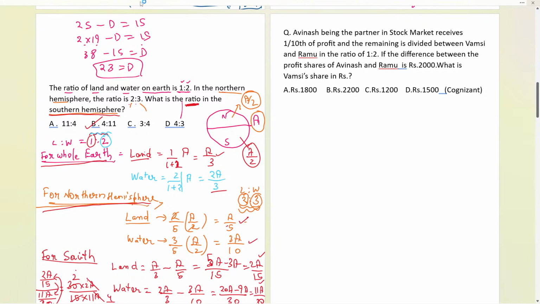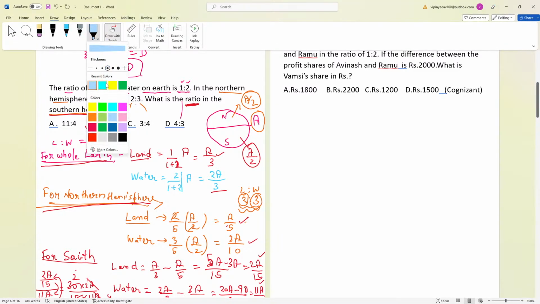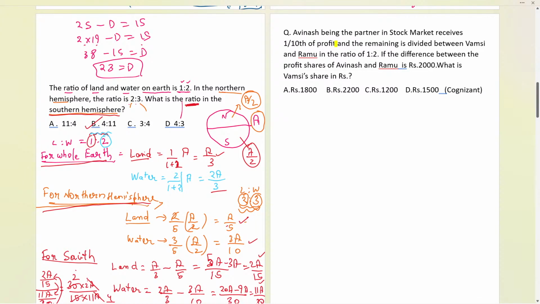Here it is saying that Avinash, being the partner in the stock market, receives 1/10 of the profit. Whatever the total profit is, he is getting only 1/10 of it. The remaining profit will be divided among Vamsi and Ramu, so a total of 3 persons are there. 1:2 is the ratio in which the profit is divided between the other two.